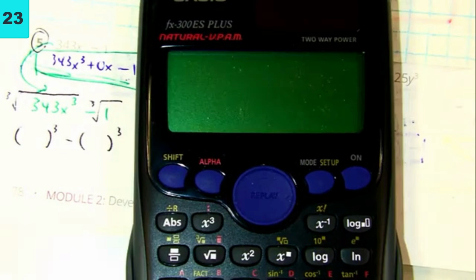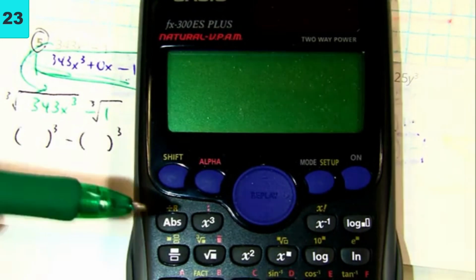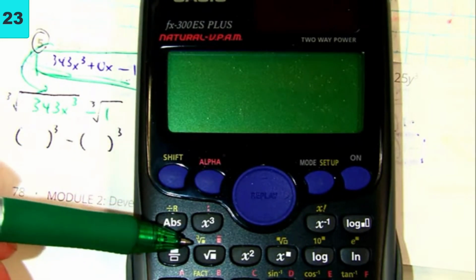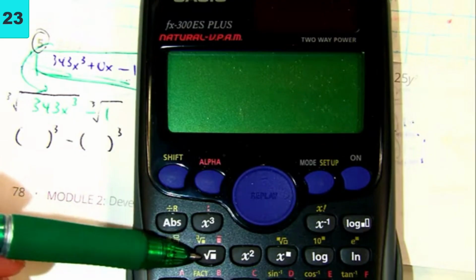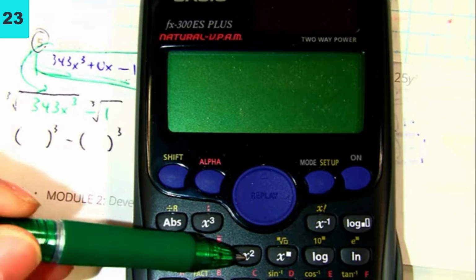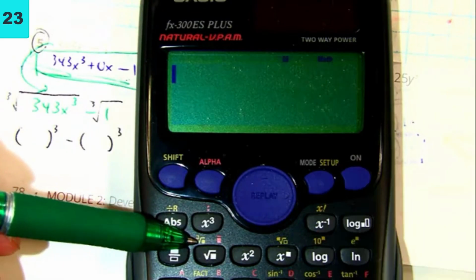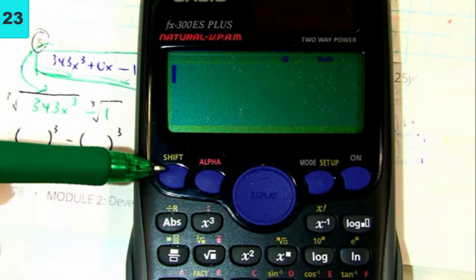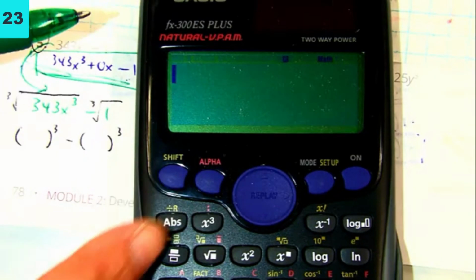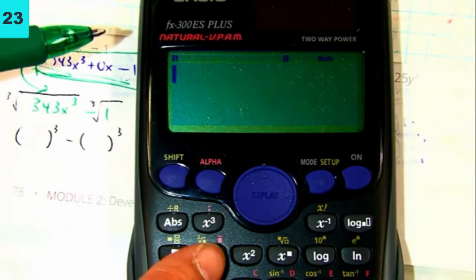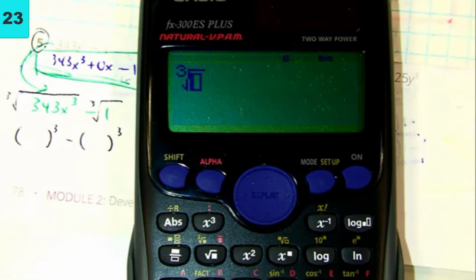And on this Casio, the cube root is here in yellow. It's normally near the square root button or an exponent button. Okay, so I'm going to press on. Mine is in yellow, so I have to press shift first, and then that button. And there you have the cube root.